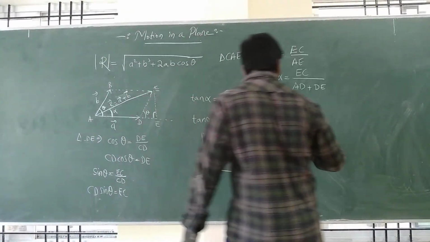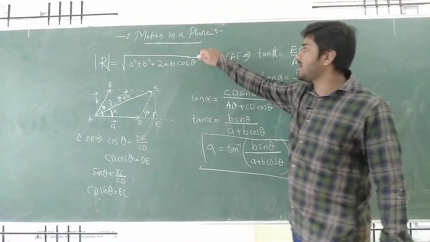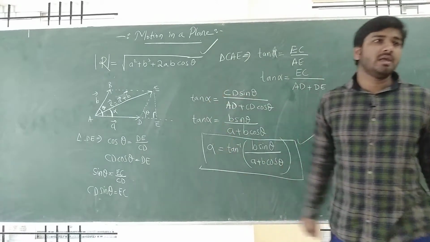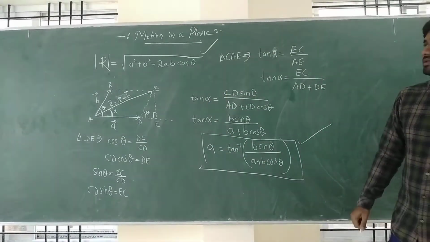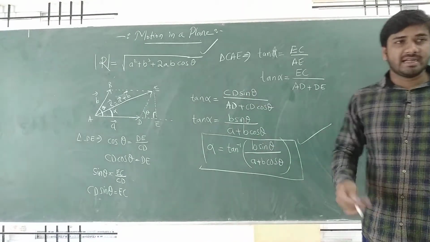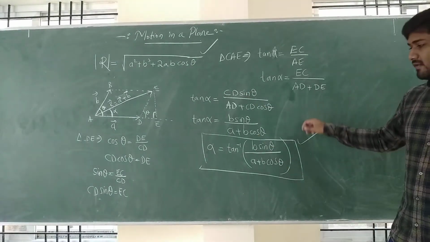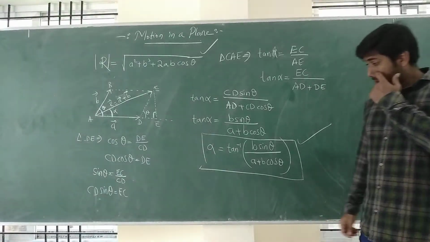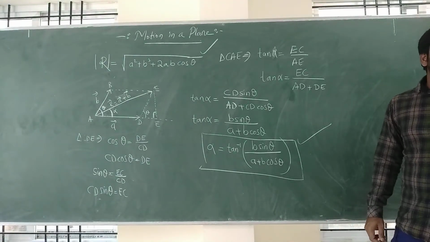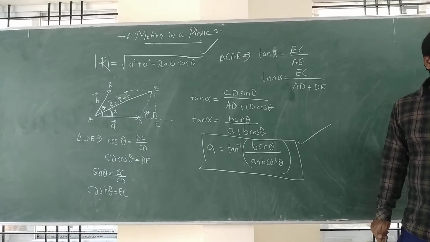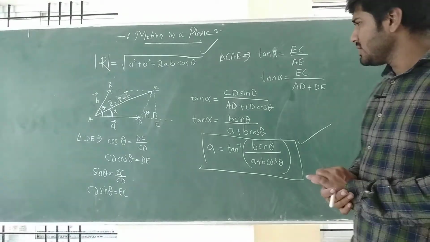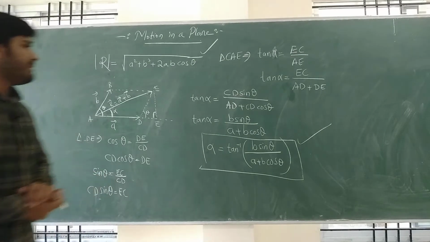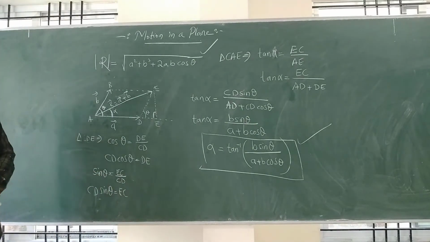Okay, so finally, to calculate the magnitude of the resultant vector, we have this formula, that is R is equal to under root A square plus B square plus 2AB cos theta. If you want the direction of the resultant vector, we have this formula: alpha is equal to tan inverse of B sin theta divided by A plus B cos theta. Understood this? Any problem? Confirm? Sure? Okay. So this is about the magnitude and direction of the resultant vector.